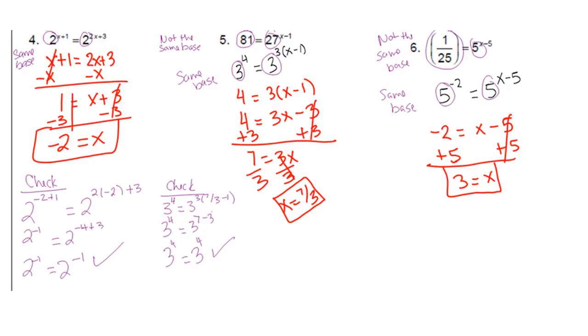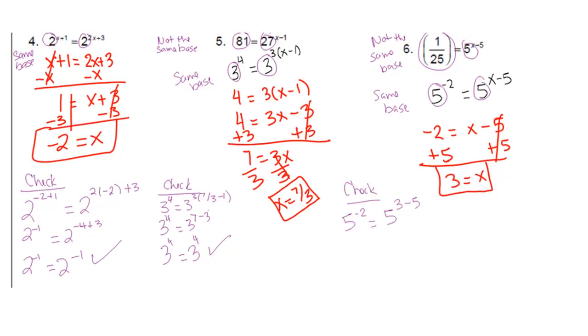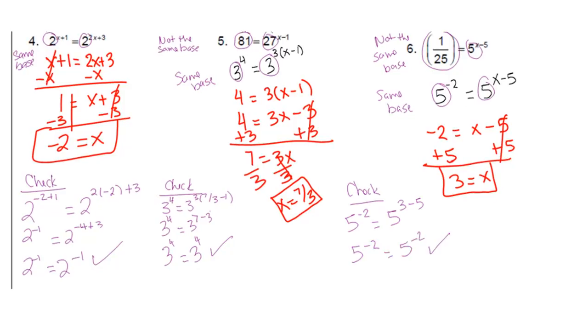Lastly, we need to check our work. So we have 5 to the -2nd power. It should be equal to 5 to the (x, 3 minus 5). And of course, what is 3 minus 5? That is a -2. So 5 to -2 is equal to 5 to -2.